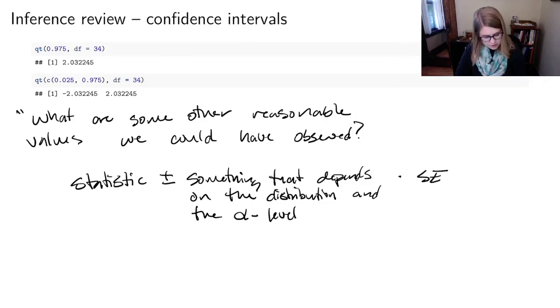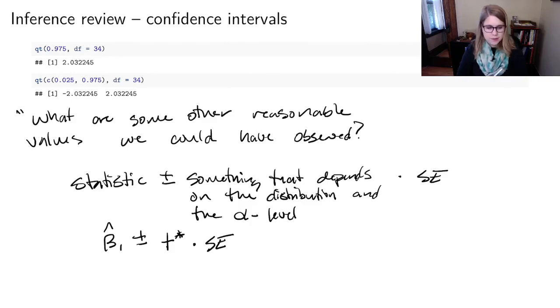times the standard error. And then again, in this case, because we're thinking about regression, our statistic is going to be beta 1 hat, or beta 2 hat, one of those beta hats, plus or minus the something that we're going to use depends on the distribution. In this case, it's going to be a t distribution, so we'll have a critical t star value. But what our t star value is depends on the alpha level, and it's also going to depend on the degrees of freedom, because the t distribution has degrees of freedom, times the standard error.